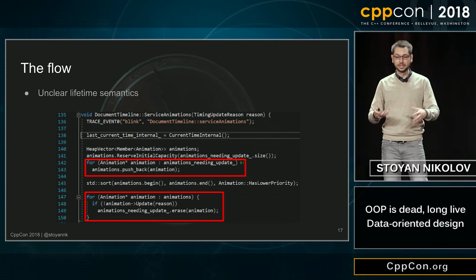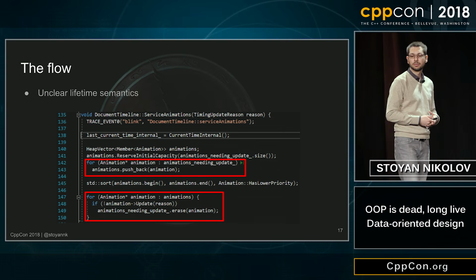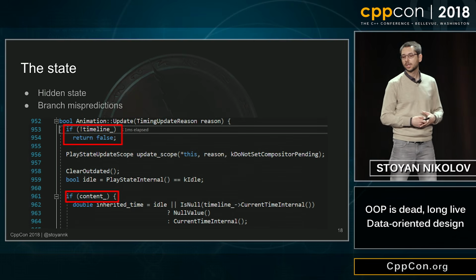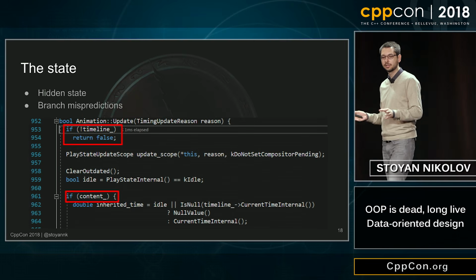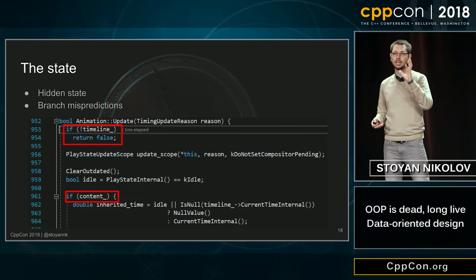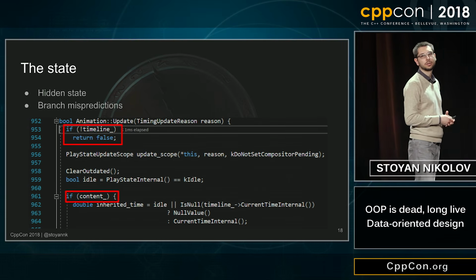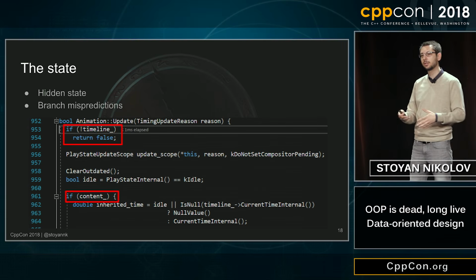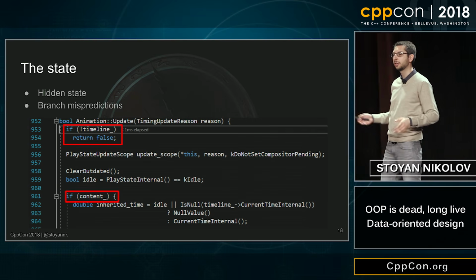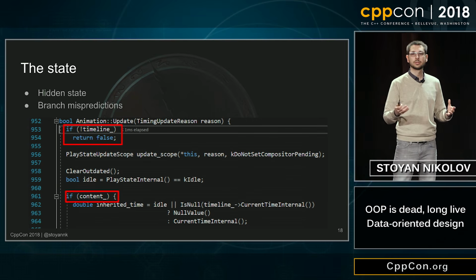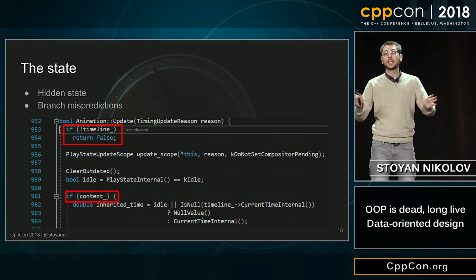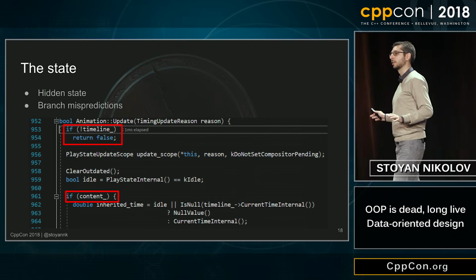So let's look at the update method, what's happening right there. Fairly simple. It takes the reason. But the very first line is the hidden state I was talking to you about. If there is no timeline, which is some pointer, they return false. So the animation will do nothing in some condition.